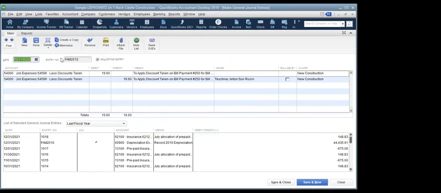Okay, let's see what's there. So I did depreciation and it's automated. Recurring depreciation, you see, that's another reason I didn't like to do it. This one is done monthly, $19.60 every month.